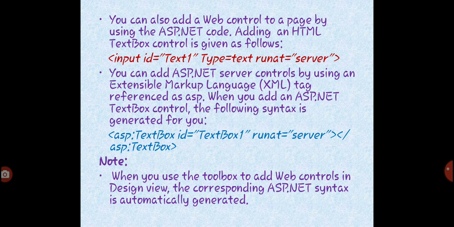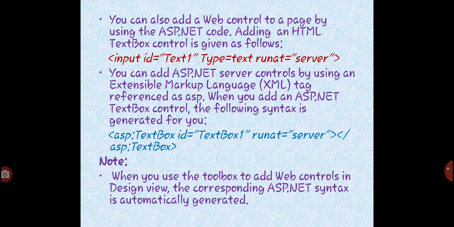So see the coding. Input ID equals text1, type equals text, runat equals server. The ID, type, runat are the attributes, right? So input is the tag used to create an input control. Input controls are many: buttons, text boxes, radio buttons, check boxes, everything comes under this input control.